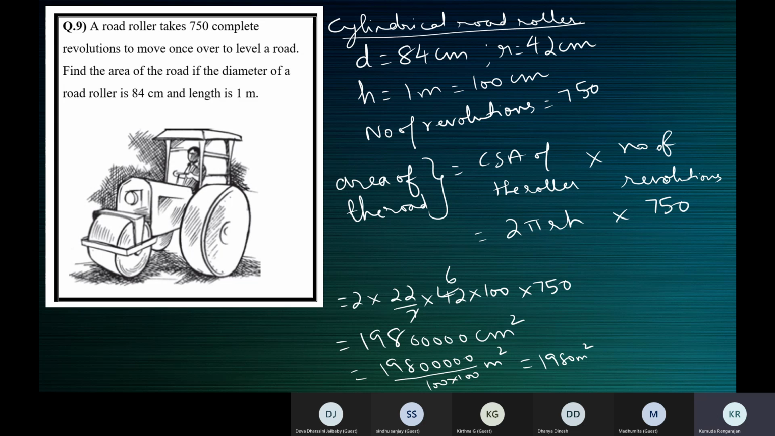So you will get the answer in centimeter square. To convert that to meter square, centimeter square to meter square, divide by 100 into 100. Do 2 times. So 1980 meters square.